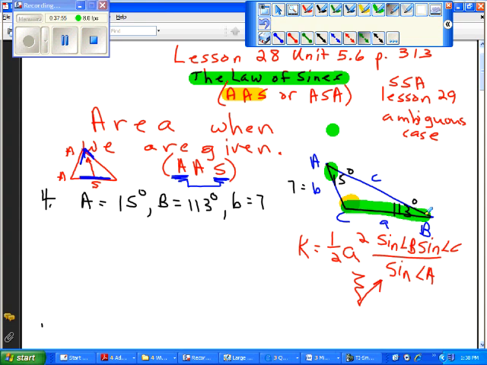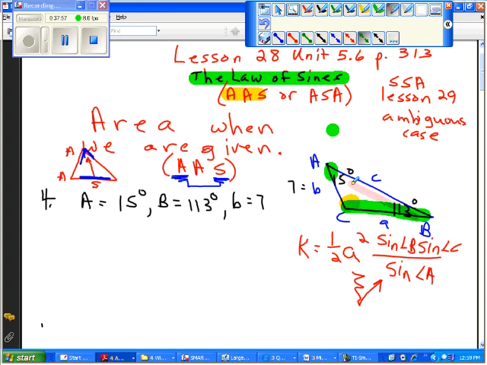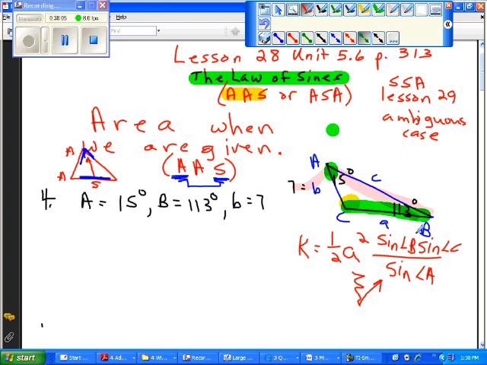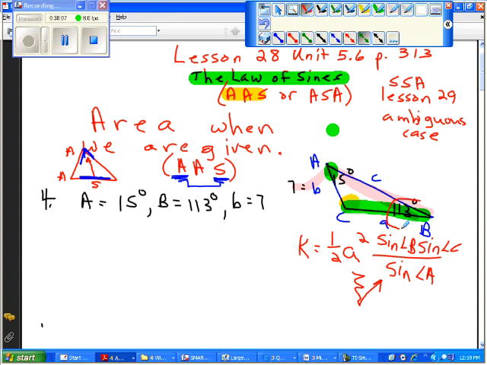Let me try to show you. I'll do it in pink. We've got angle, very next angle, very next side. See that? Now, which side and angle are opposite each other? Angle B and side b. Angle B and side b were the ones opposite each other.